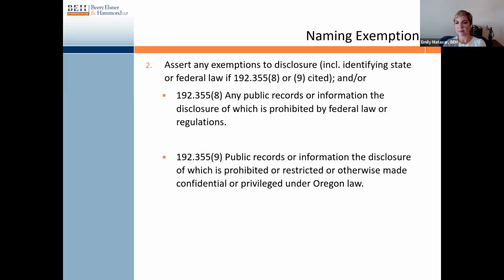So let's take the federal law. The federal catch-all law states that any public records or information, these are exempt from disclosure.